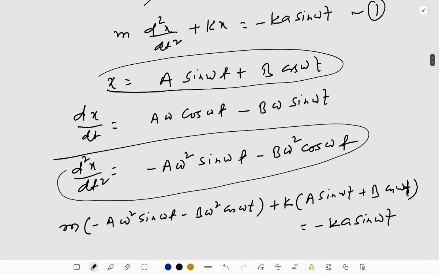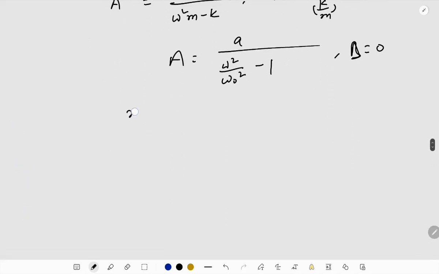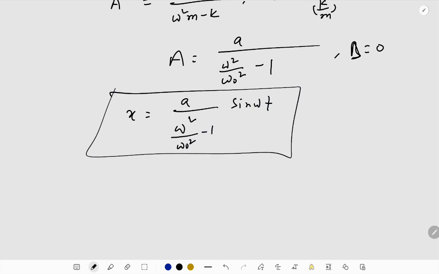And we can put all these values of A and b here. In this equation b is equal to 0, so A can be put multiplied by sine omega t. So this is the required equation of motion, x equals A, where A is a divided by omega square by omega naught square minus 1, multiplied by sine omega t, and this is the equation of motion of the ball.